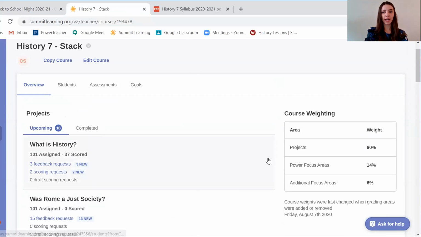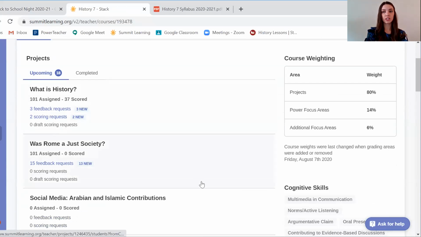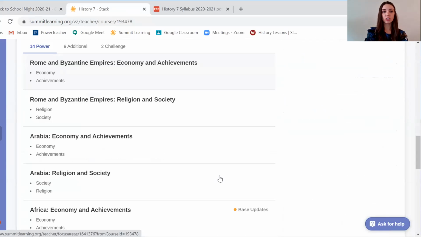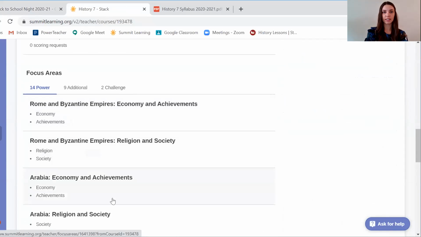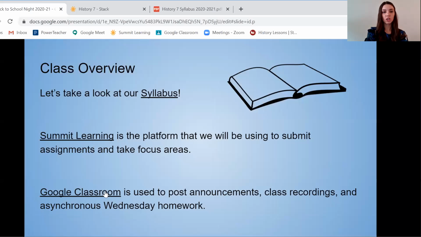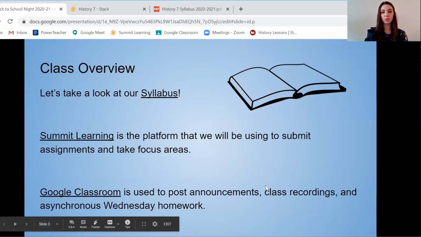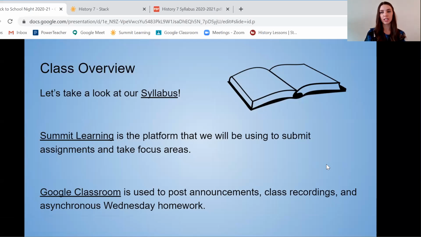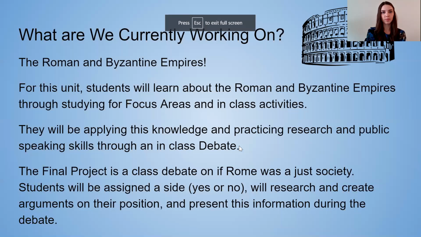But on Summit, it has this course grading. It has all of these units that they can click into, and that's where all of their assignments are. And it also has all of their focus areas. Google Classroom is where I post announcements. I will always be posting our class recordings along with slides that are helpful for them to take additional notes. And then our asynchronous Wednesday homework is also posted on our Google Classroom page.